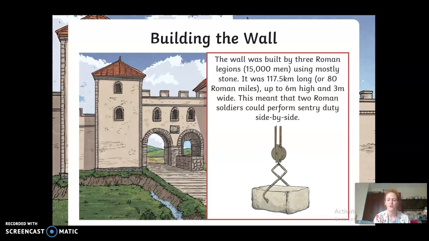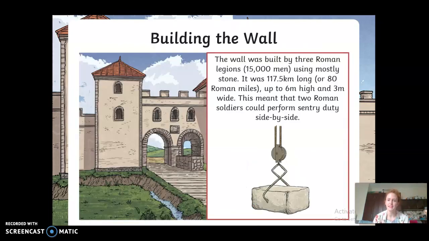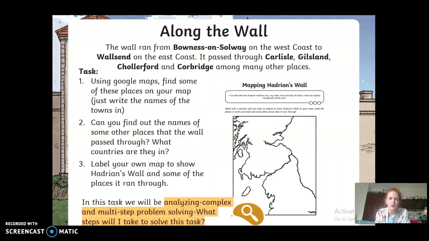This meant that two Roman soldiers could perform sentry duty side by side. So basically, the Roman soldiers had a duty to watch over the other side of the wall, make sure the Picts were not attacking, and because it was 3 meters wide, the two soldiers could perform their duty at the same time. All right, so now we have an activity for you, okay?